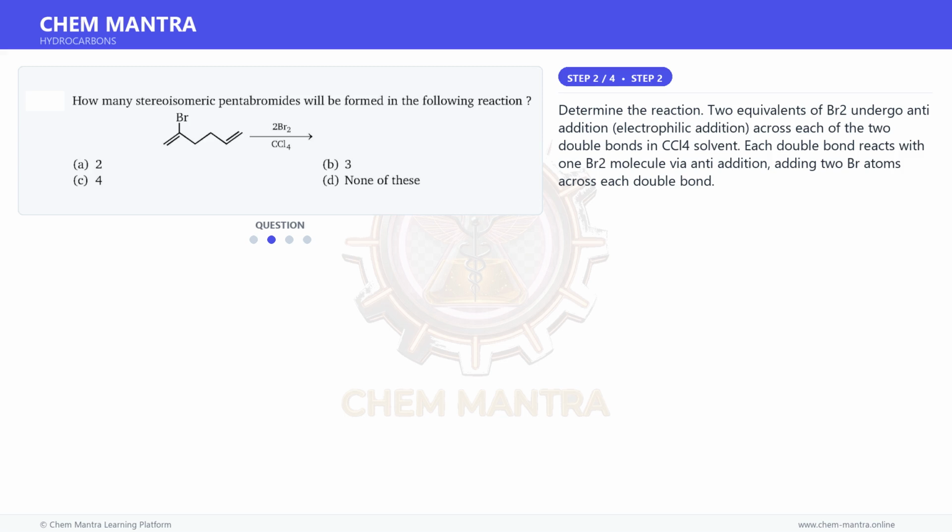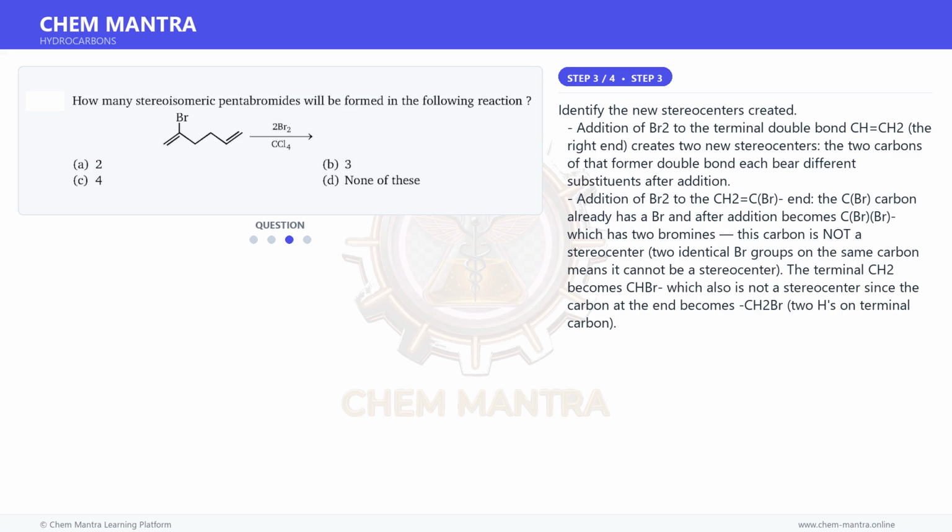Determine the reaction. 2 equivalents of Br2 undergo anti-addition, electrophilic addition, across each of the 2 double bonds in CCl4 solvent. Each double bond reacts with 1 Br2 molecule via anti-addition, adding 2 Br atoms across each double bond. Moving on to the next step.